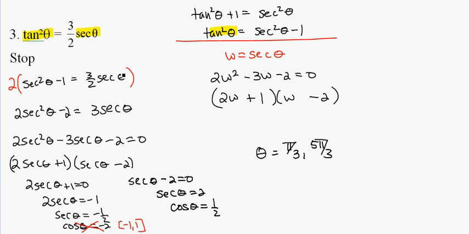Pi thirds is fine with tangent as well as secant. Secant is undefined when cosine is 0, which is pi over 2 and 3 pi over 2. And tangent is undefined at pi over 2 and 3 pi over 2 as well. I just happen to know that. So both of these angles are fine. I didn't square both sides, so therefore I didn't make any extraneous solutions. So those are our final answers.